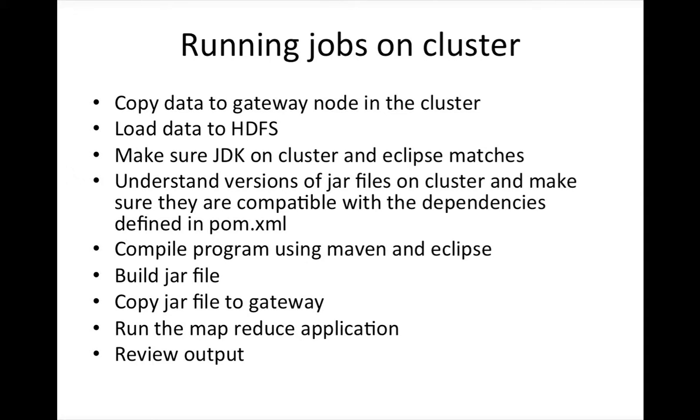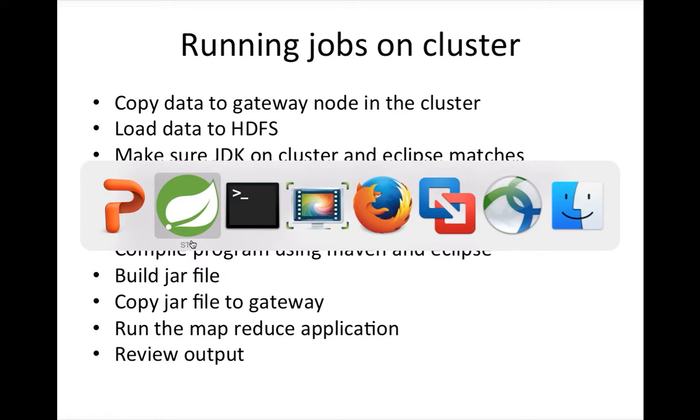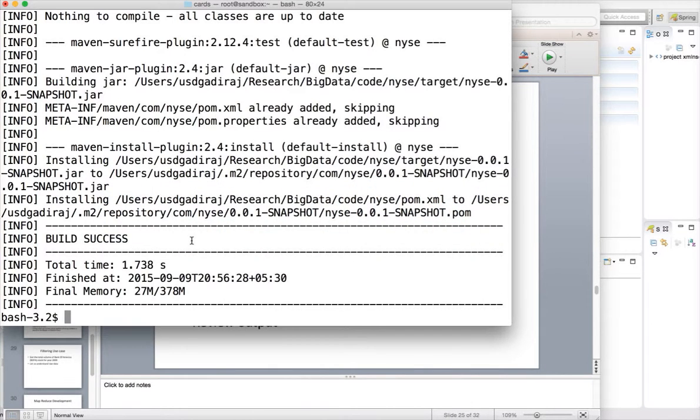For this we will use our New York Stock Exchange data. To begin with, we will start using cards data. I have two files, and I will show you how to copy these two files into HDFS. First, from our PC, we have to copy to something called the gateway node in the cluster.